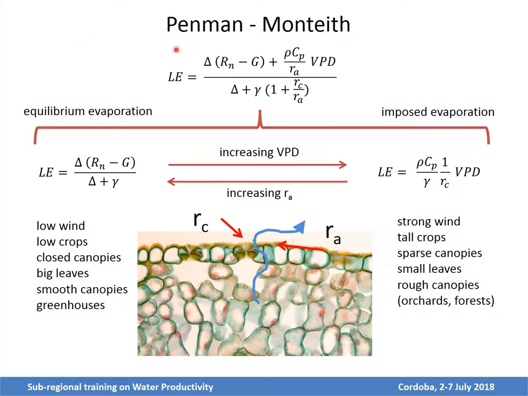Here we see, in the center, the Penman-Monteith equation, and as extremes we have equilibrium evaporation or imposed evaporation. We move from equilibrium to imposed by increasing VPD, and by increasing aerodynamic resistance, we move to equilibrium evaporation. And that will be the case of conditions of low winds, very smooth, low stature crops, closed canopies, big leaves, and inside greenhouses. On the other hand, conditions of imposed evaporation will occur under strong winds, tall crops, sparse canopies, small leaves, rather rough canopies like orchards and forests.